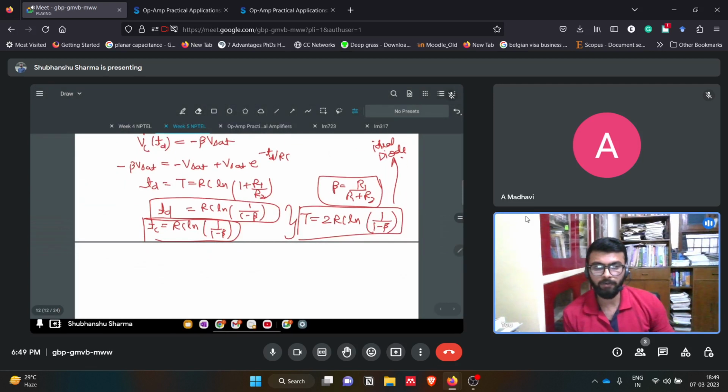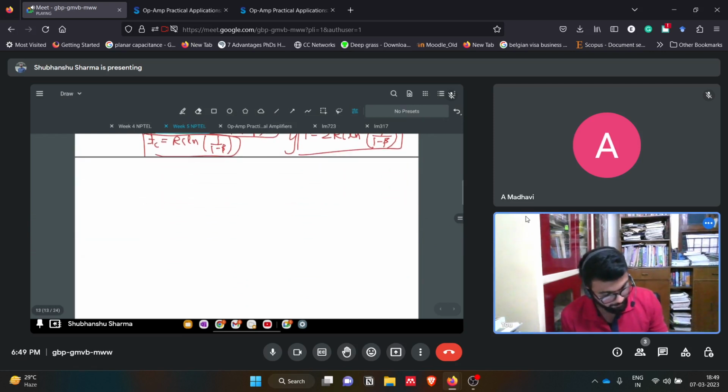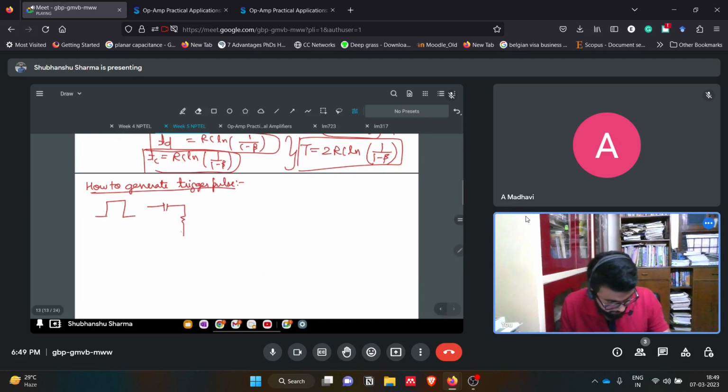Okay, so now we saw that we are applying a trigger to the non-inverting side of the op amp, but how this trigger is being generated is also important. This trigger we can generate using an RC network. If we give a square wave in this circuit, this is C, this is R, the output will be trigger pulses like this.